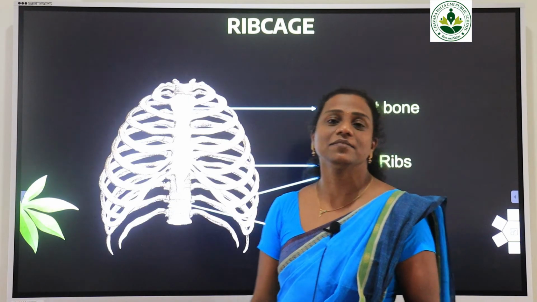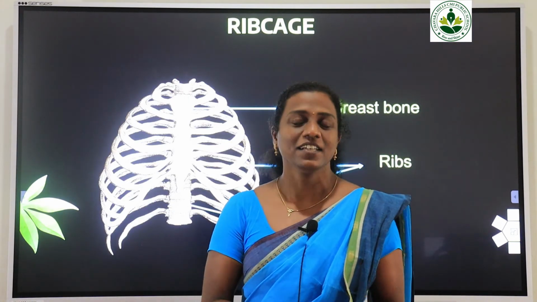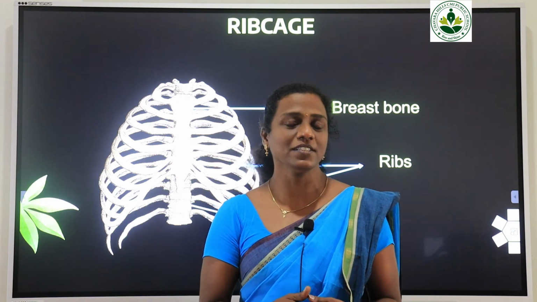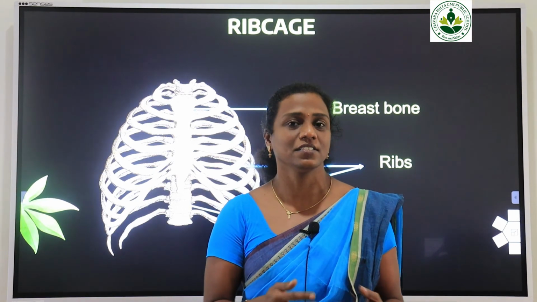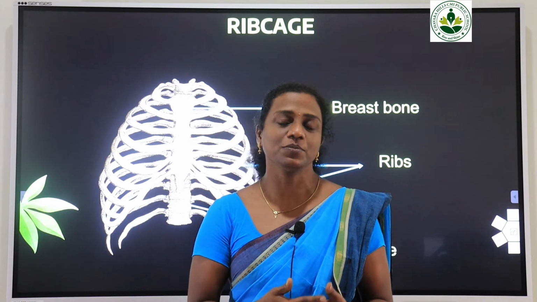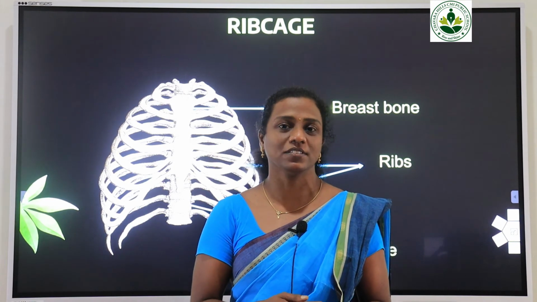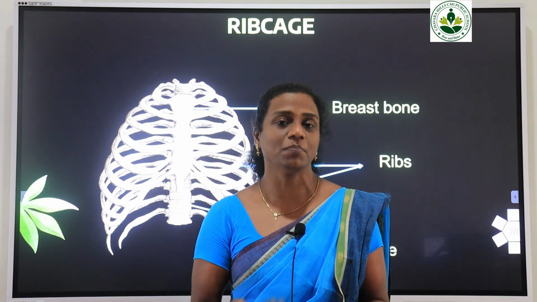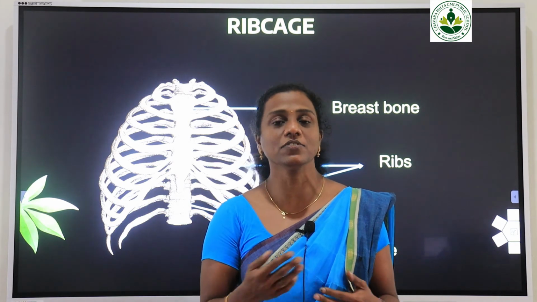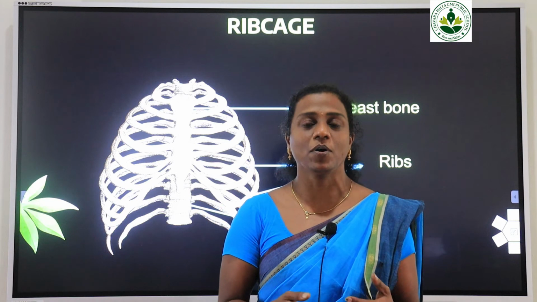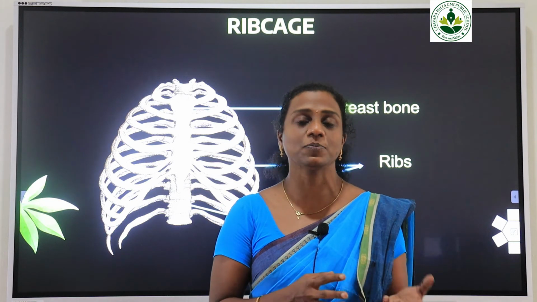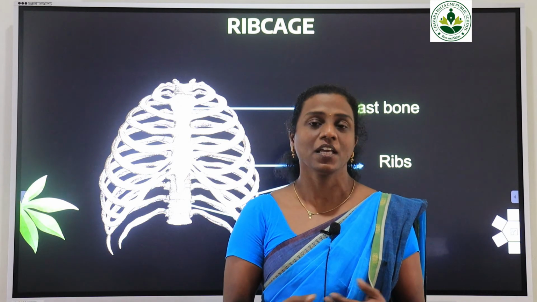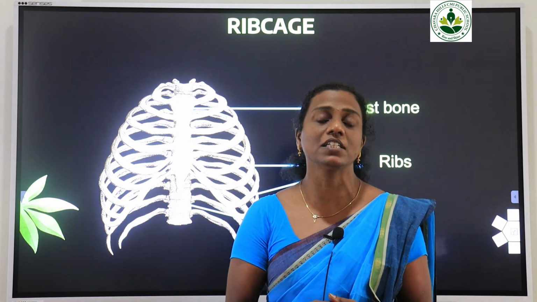Last class we studied about the skeletal system. Our skeletal system is mainly divided into how many parts that we already studied? Yes, skull, ribcage, backbone and limb bones. In the first class we completed the skull and its parts and how many types of bones are there. After that we studied the vertebral column.